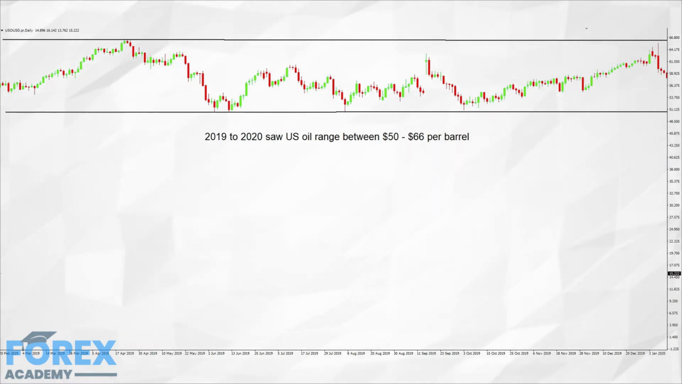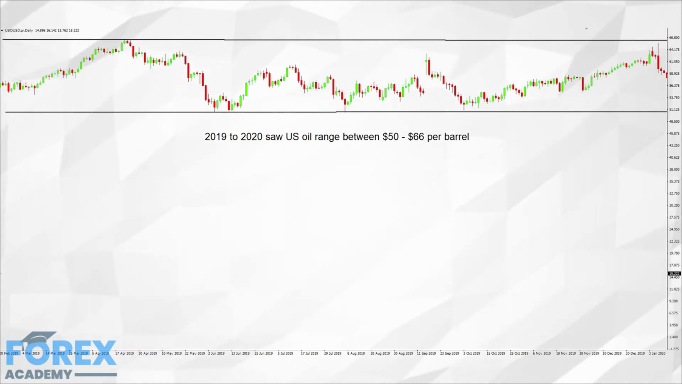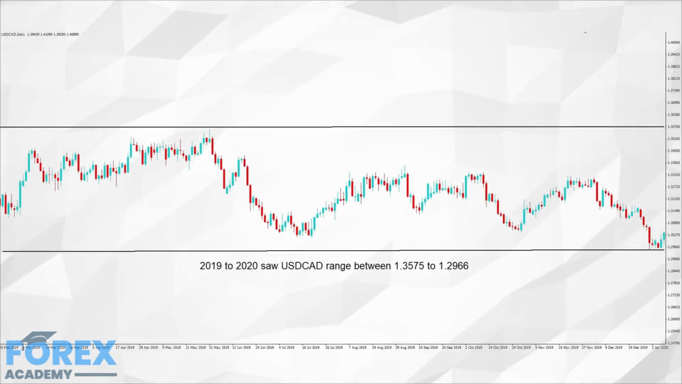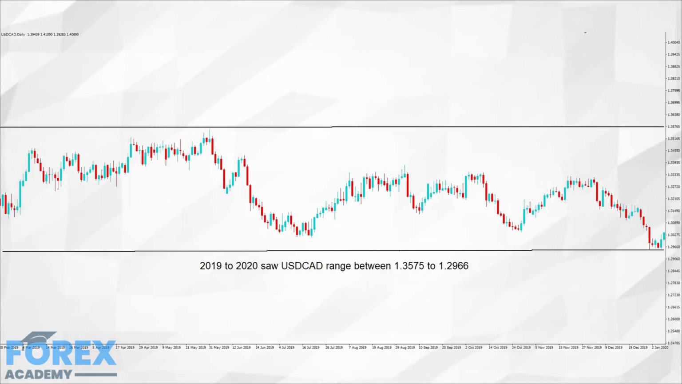WTI is the benchmark for crude oil, and during 2019 to 2020, the price of a barrel of crude oil ranged between $50 and $66. West Texas Intermediate is a specific grade of crude that is used around the world and is seen as the benchmark in pricing oil. In this chart, we can see that in the same 12 month period, USD CAD ranged between 1.2966 and 1.3575. Obviously, this was just before the virus pandemic.